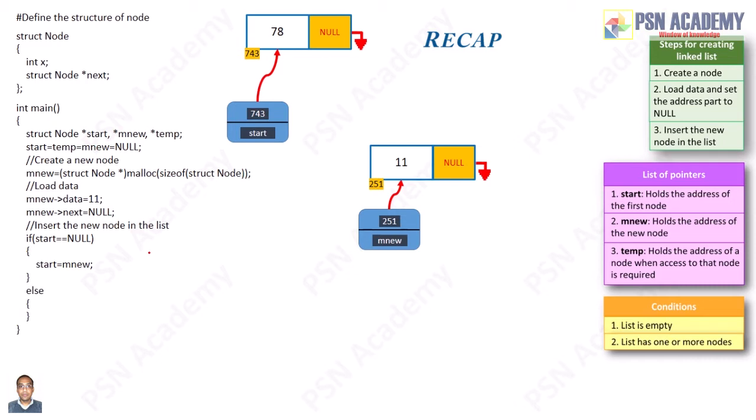So we write mnew next equal to start. That means 743 will be copied to mnew's next pointer here. So the 743 has been changed. Now as soon as 743 is written over here, the null pointer vanishes and it starts pointing to the node at 743.